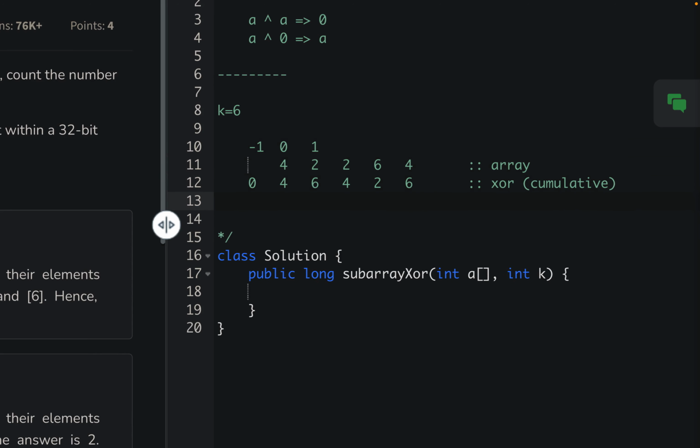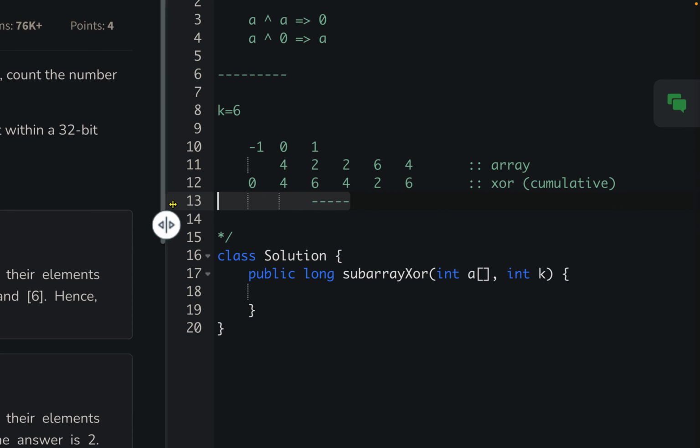So how can we do that? Let's use this property. If any number a XORing with itself is 0, that means if 4 is here and this 4 is here, if I'm XORing this 4 with this 4, the middle elements are 0. That means from this to this, it is 0. 2 to 2, and yes, that is correct. 2 XORing with 2 is 0.